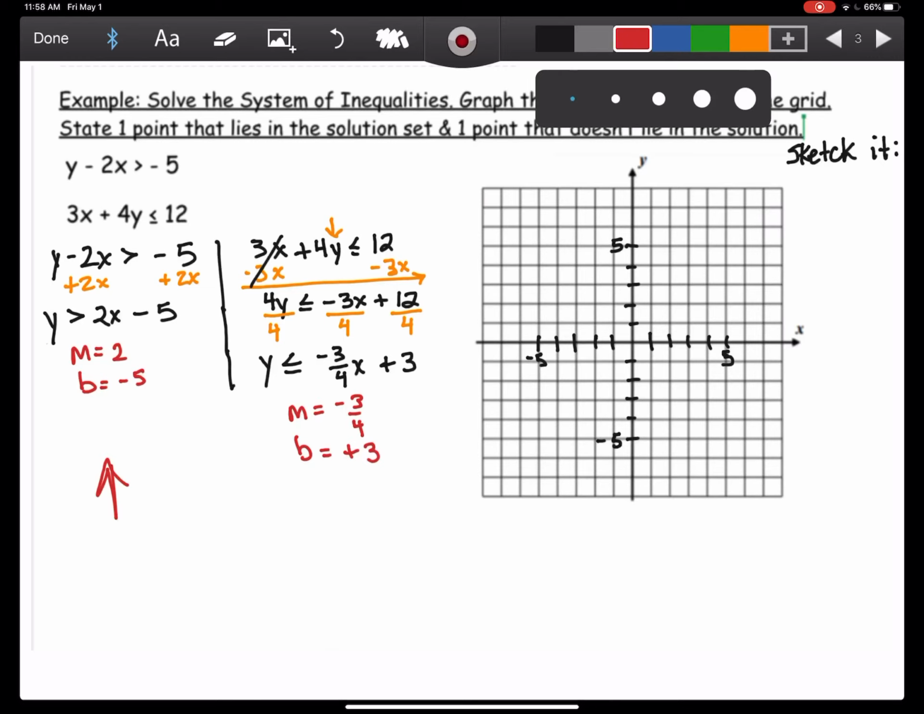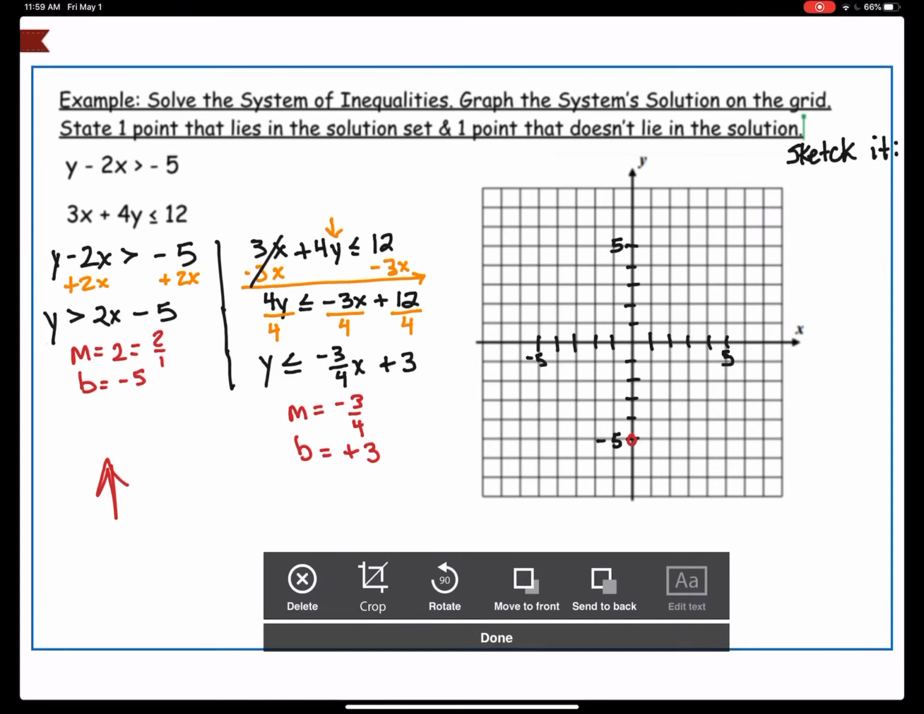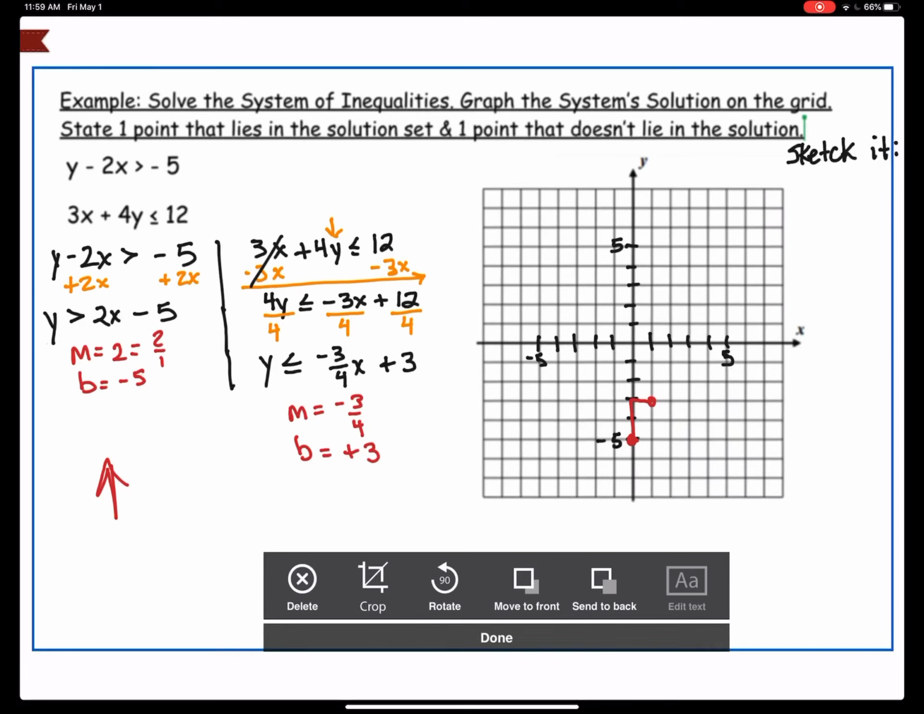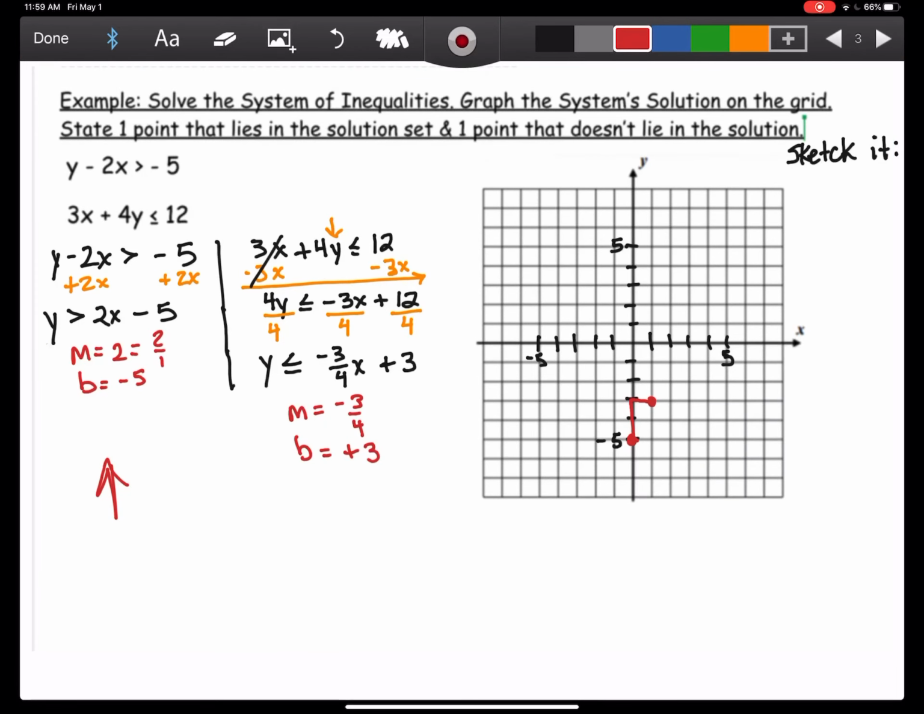Okay, so I'm going to start with the slope for the first inequality. So, m is equal to 2. That means really 2 over 1. But b is negative 5, so we're going to start way down here. And we're going to rise 2, run 1, plot a point. Okay? Now we've got those points written, but now we have to decide broken or solid line.